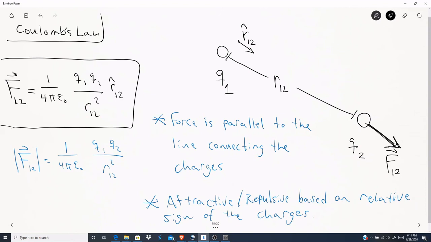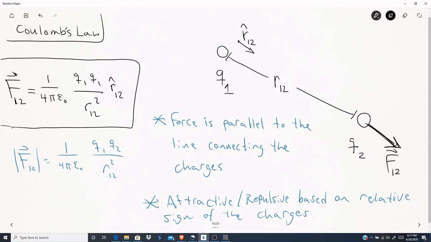First of all, you have charges Q1 and Q2 in the numerator here. So this tells us that the force is proportional to the product of the two charges. That means if I double the magnitude of either charge, I would double the amount of force.